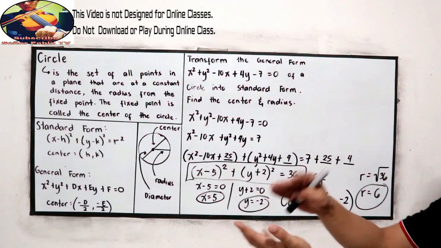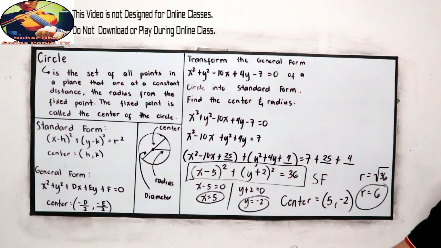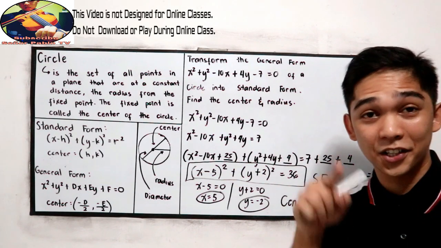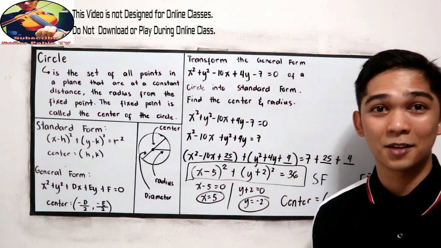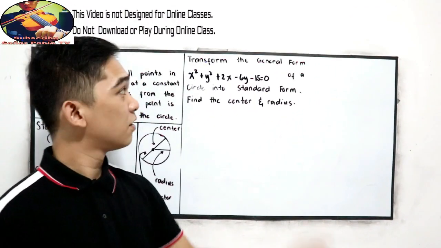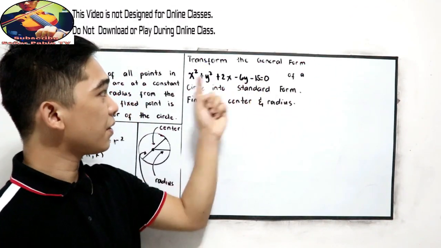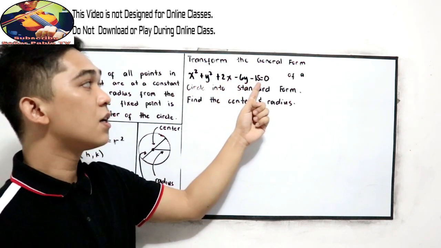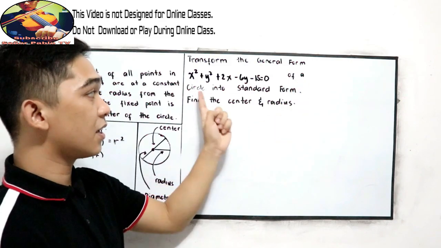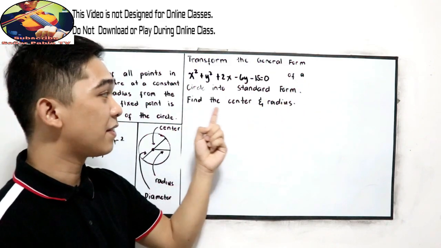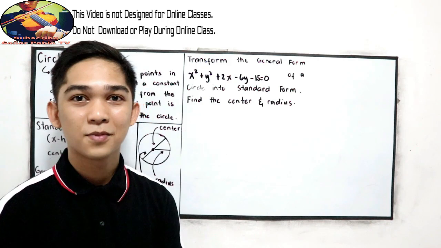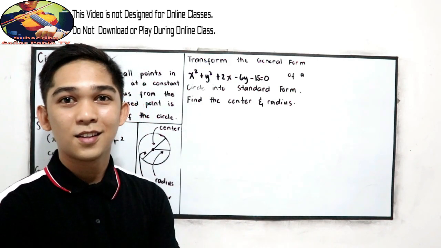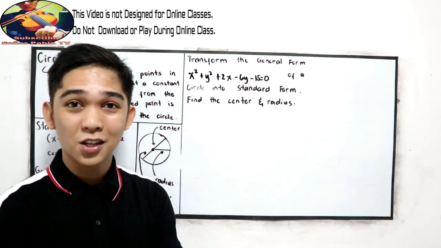So that's how to transform general form into standard form. Now your turn. I want you to answer this problem. The problem is, transform the general form x squared plus y squared plus 2x minus 6y minus 15 equals 0 of a circle into standard form. Find the center and the radius. Pause the video and answer this problem. Then after answering, resume watching to check your answers.